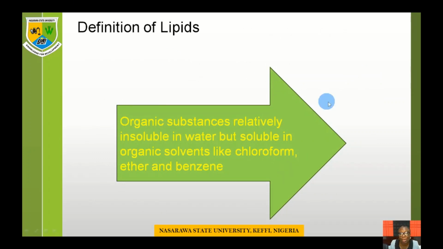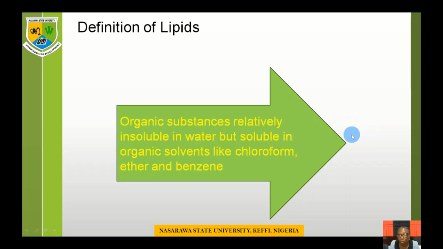Now, let's start by defining lipids. What are lipids? Lipids are organic substances that are relatively insoluble in water, but soluble in organic solvents, such as chloroform, ether, and benzene. When you mix lipids with water, it does not dissolve inside the water.